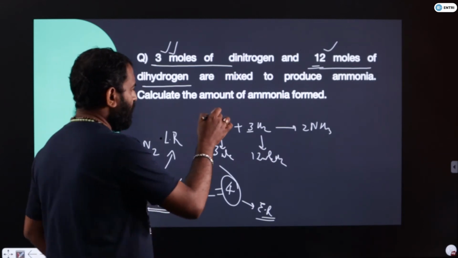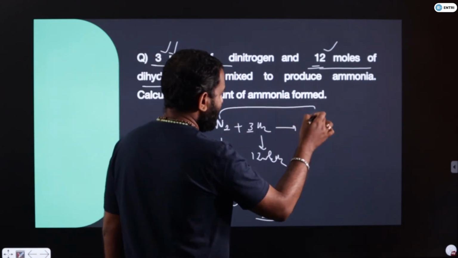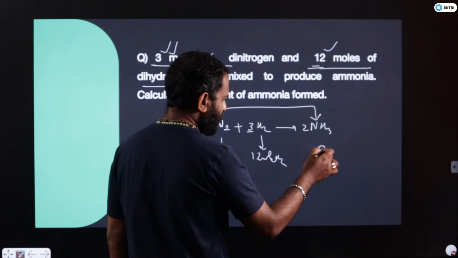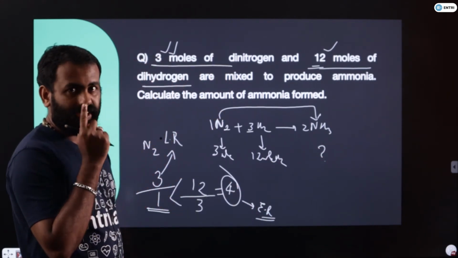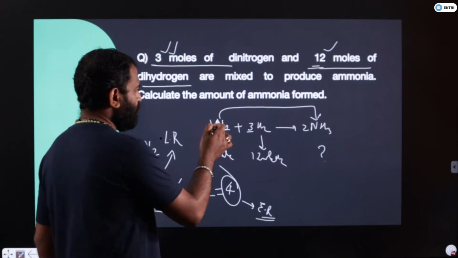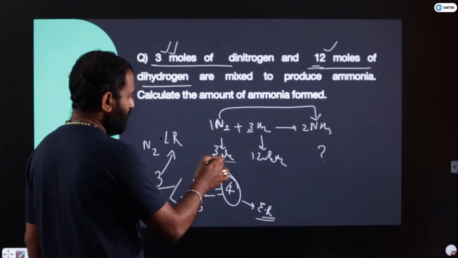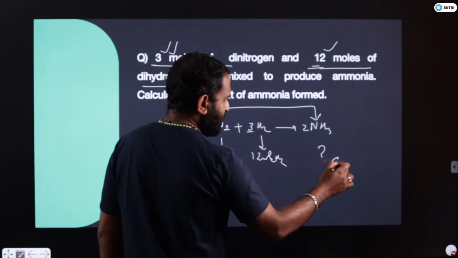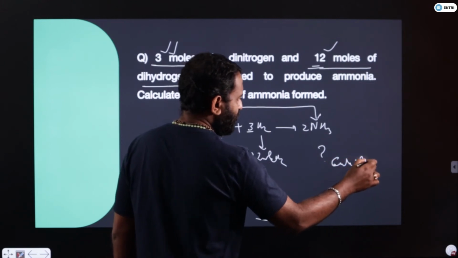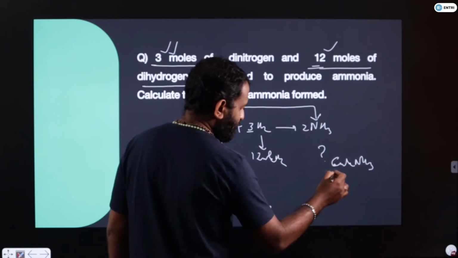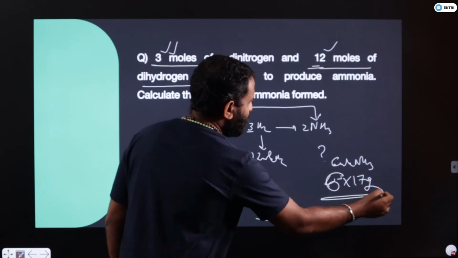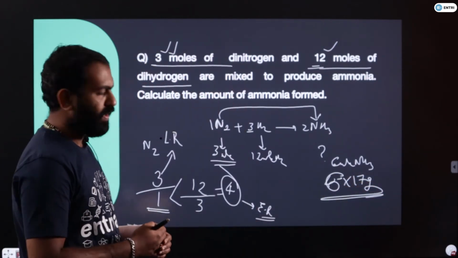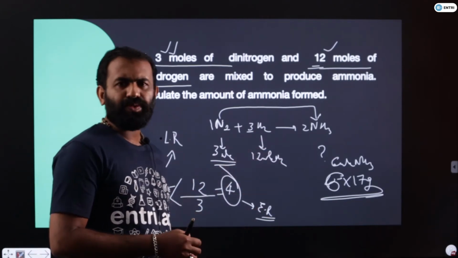So, based on the limiting reagent, the amount of product formed. 1 mole of nitrogen gives 2 moles of ammonia. So, 3 moles of nitrogen gives 6 moles of ammonia. That means 6 into 17 gram, which is 102 gram.